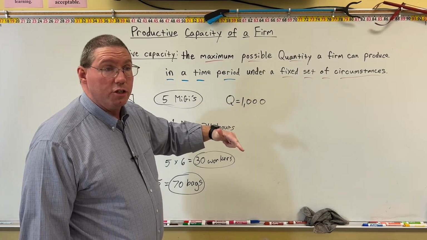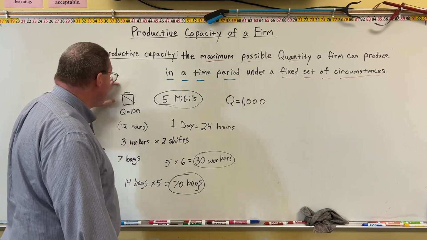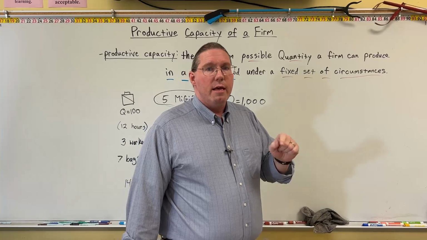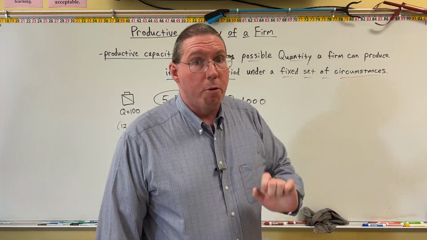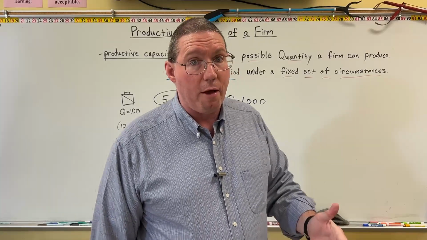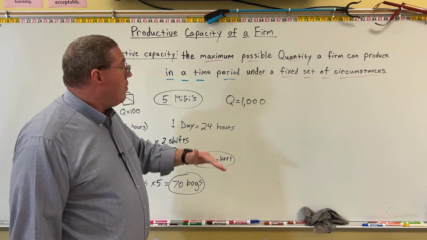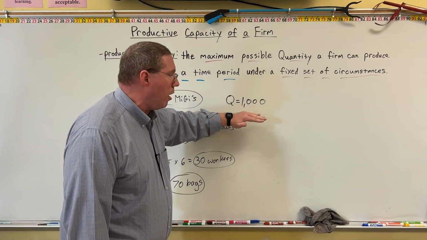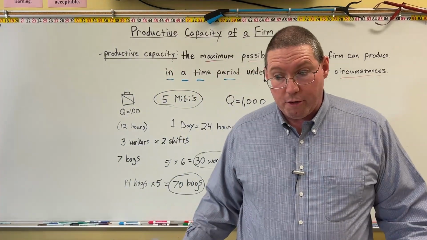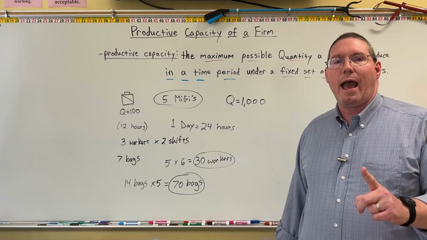Did that change their productive capacity? No, because they still have their fixed resources. They still have 5 machines. Each machine could produce 200 units a day. 200 units a day times 5 machines is 1,000. And so even when the company is not operating, they still have the same productive capacity. And so then you may be asking yourself right now, you might say, well, can they ever change their productive capacity? Yes, they can. How?